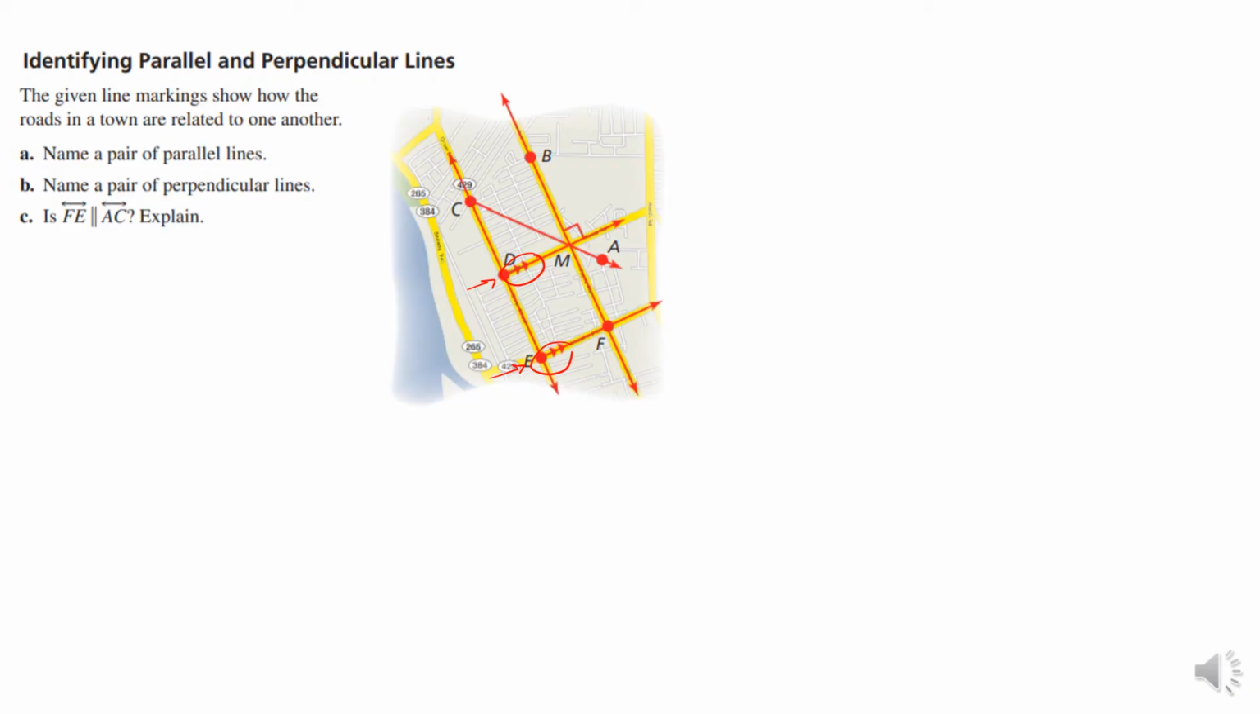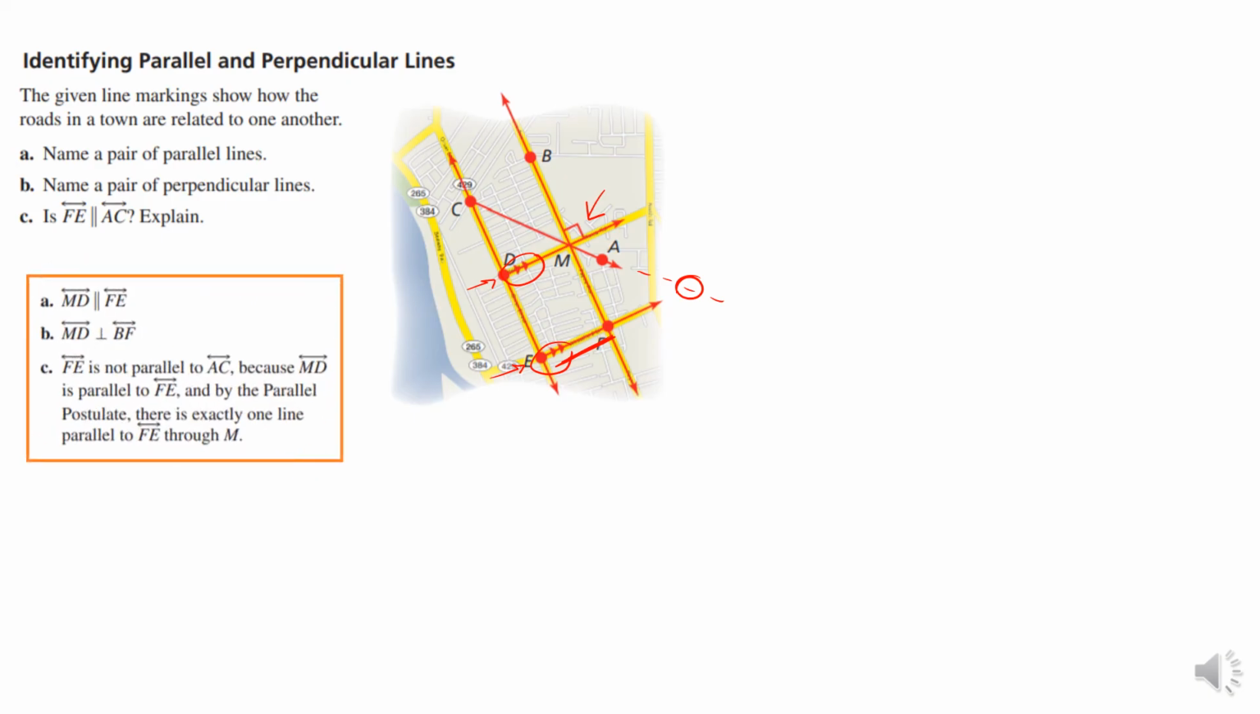Then I want to see what's perpendicular. So there's my symbol for perpendicular. And then it says, is FE parallel to AC? So here's FE, and here's AC, the red line, and they are definitely not parallel, because they are going to intersect right about there. So there's all your answers if you want to stop and look through those.